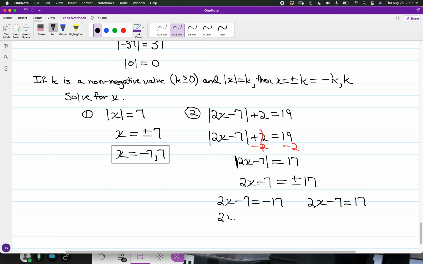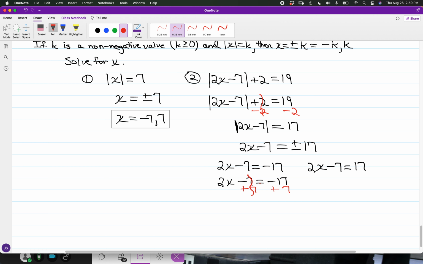All right, so looking at what we have in x. I can add 7 to get the 2x by itself. So we have that 2x is equal to negative 10, and if 2 times x is negative 10, then x will be negative 10 divided by 2, and so x is equal to negative 5.